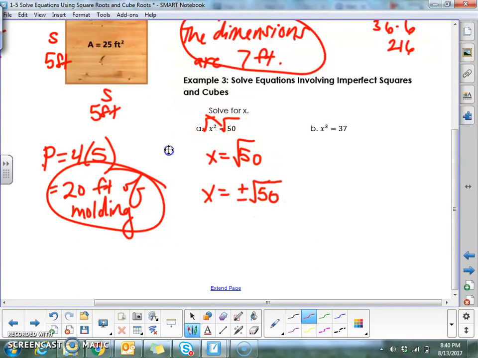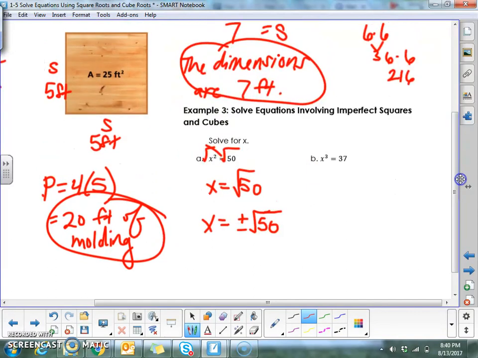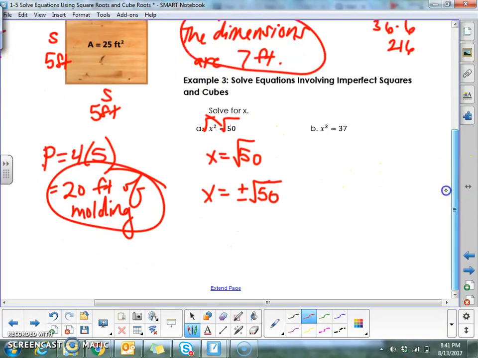Okay, since it's not dealing with dimensions or positive values, for example, in this first example, you can't have a negative 5 foot side of a wooden frame. You don't include the negative answer. For this one, since we don't really have a story that we're talking about, you're going to go ahead and include the positive and negative values.